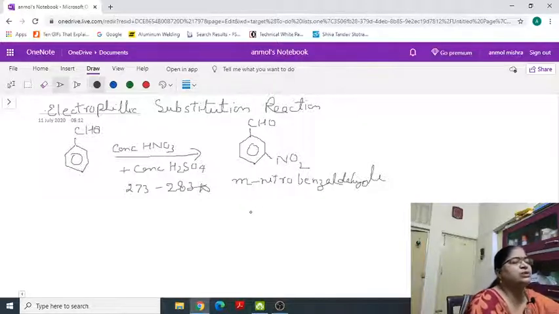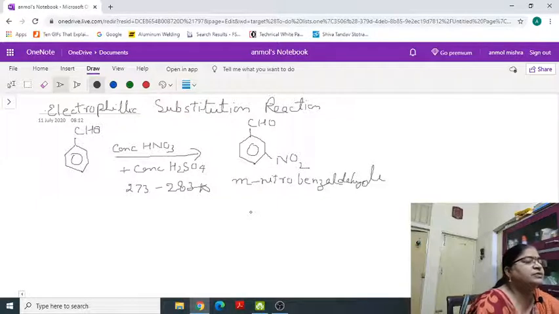So now in today's session we have read about the chemical reactions of aldehydes and ketones and the uses of aldehydes and ketones.